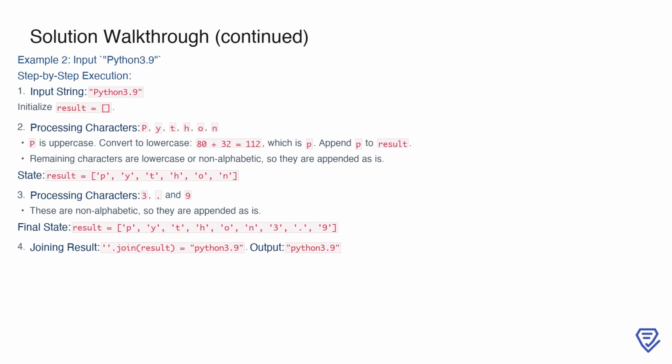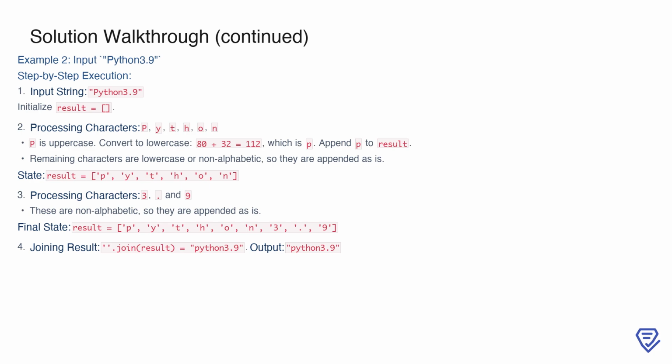For the second example, the input string is Python 3.9. Again, we start by initializing an empty list called result. The first character, P, has an ASCII value of 80, and since it is uppercase, we convert it to lowercase by adding 32, giving us 112, which corresponds to the character p. This is added to the result list.